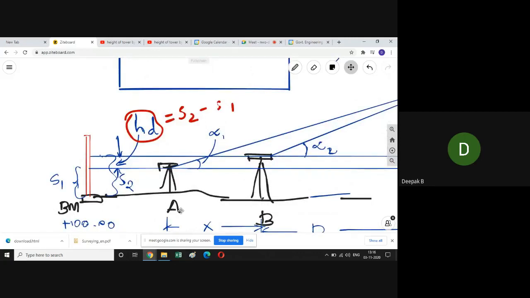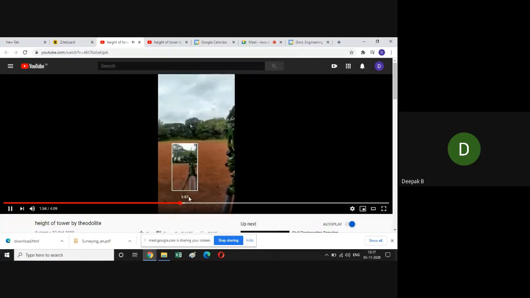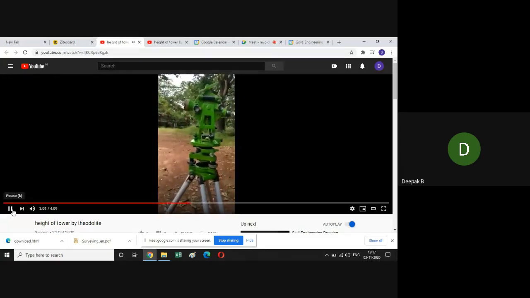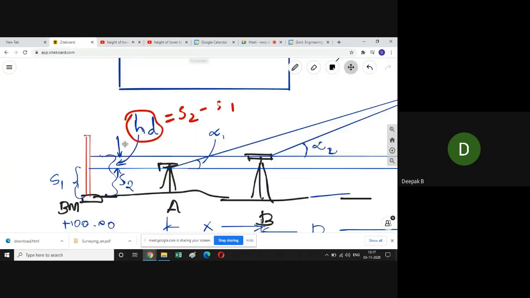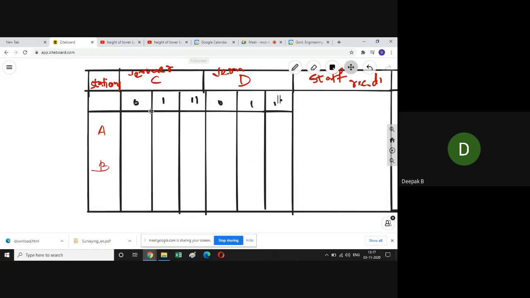Okay, and we have found this particular reading, that is alpha 1, and as per him the reading value is 6 degree 35 minutes 20 seconds. That is for vernier C.